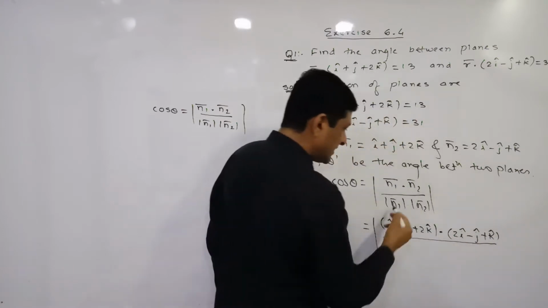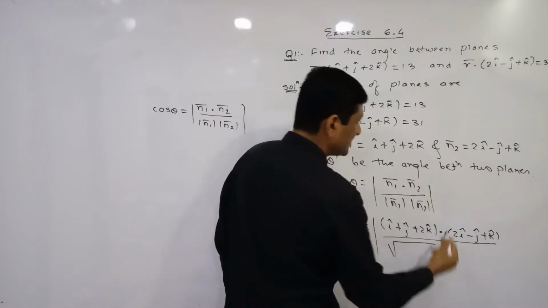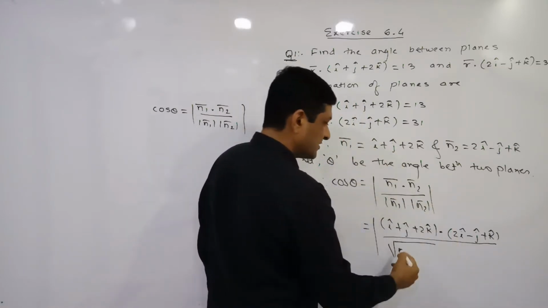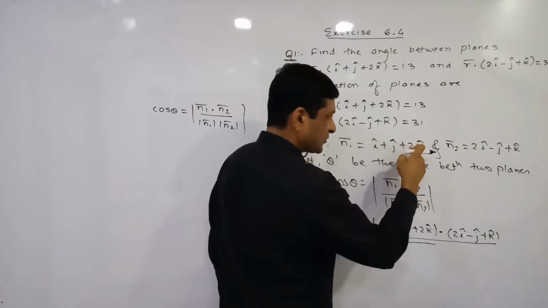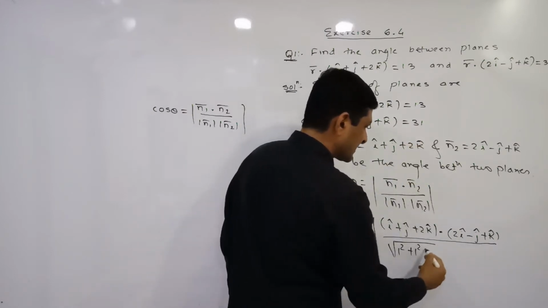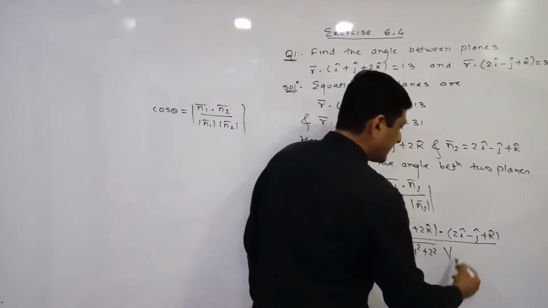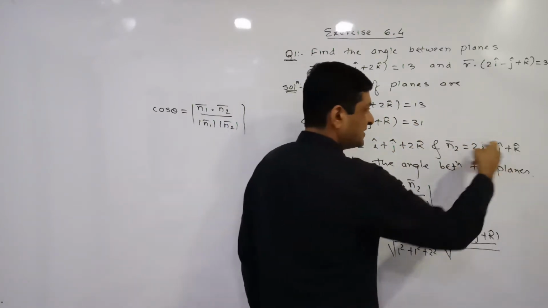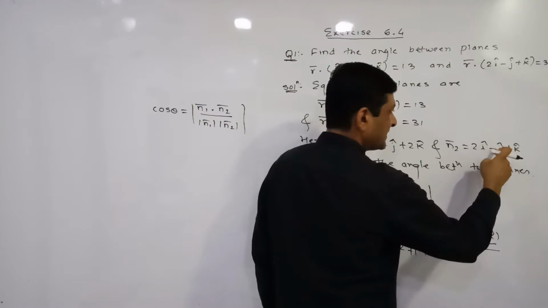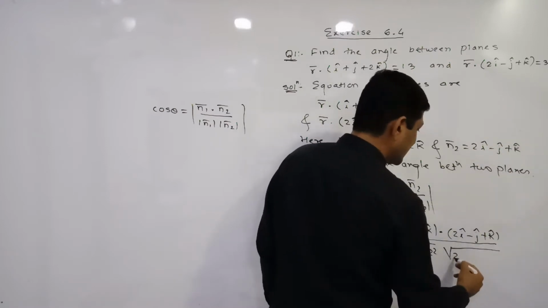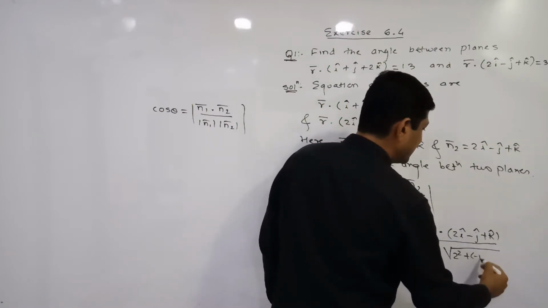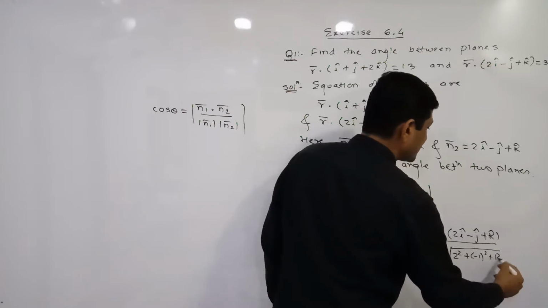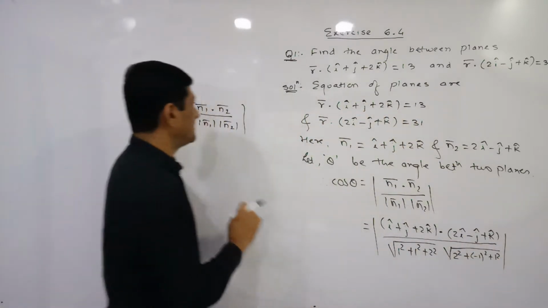In the denominator, the magnitude of n1 bar is root of 1 square plus 1 square plus 2 square. And the magnitude of n2 bar is root of 2 square plus minus 1 square plus 1 square. The remaining part is just to simplify it.